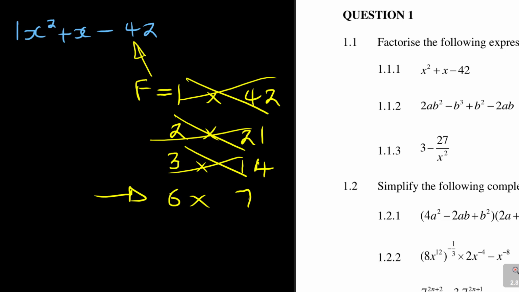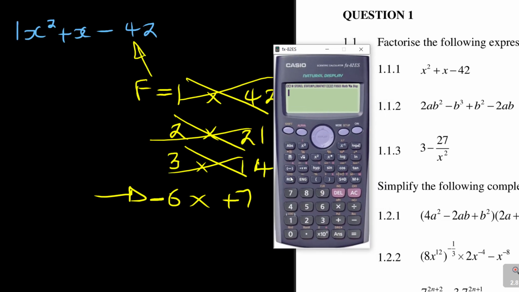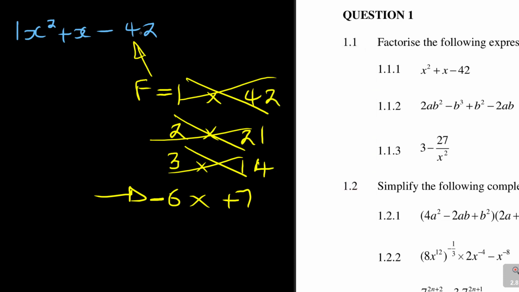Now I need a positive 1, which means the bigger number is positive and the other number is negative. Why? If I take a calculator quickly, look at this, minus 6 plus 7, I'm adding those two numbers to get my sum, which is equal to plus 1. But if I multiply these two numbers, it's minus 6 times positive 7, equal to minus 42. Do you see that they meet that condition?